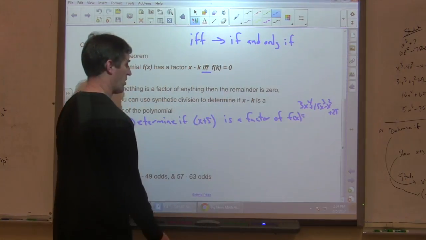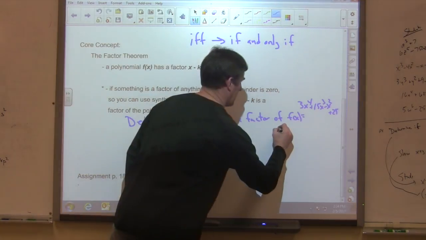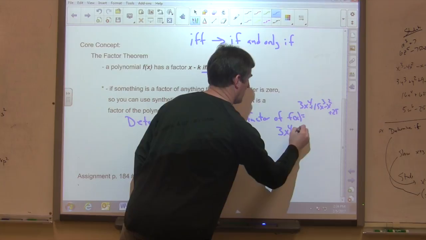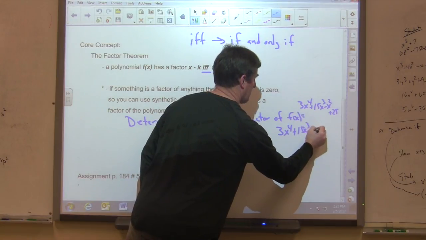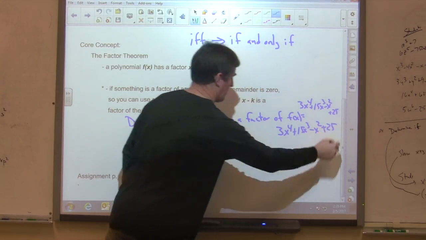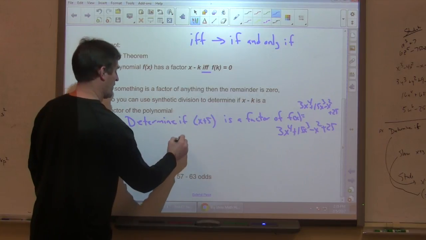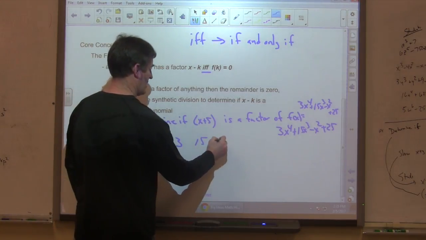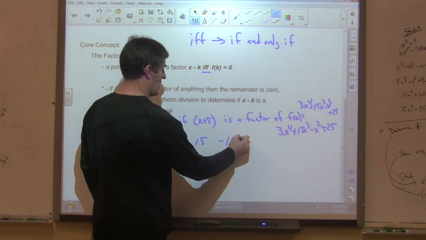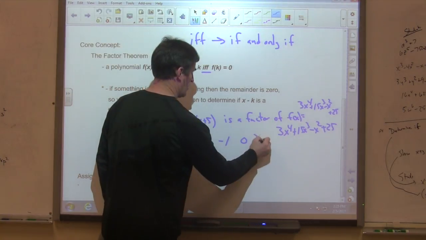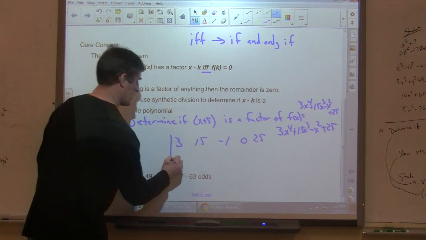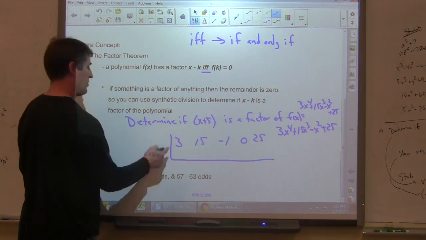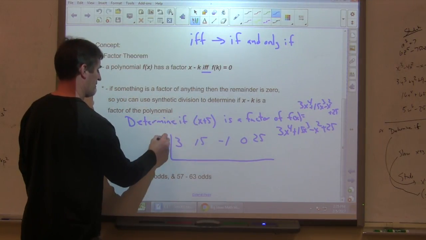So now we do our synthetic division. Let me write that again: 3x to the 4th plus 15x to the 3rd minus x squared plus 25 would be the whole thing. So again, we write our coefficients: 3, 15, negative 1. Now there's no x, so again, you have to remember to put that 0. Then 25, and we're going to do the opposite of this, so negative 5.